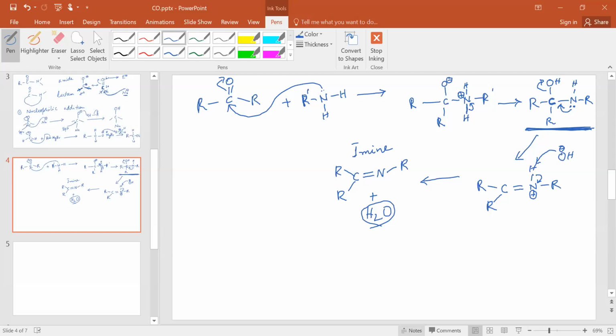Remember another thing: these reaction steps are reversible. They can go back as well. All are almost reversible. So these are two examples of nucleophilic addition reactions. Another important reaction is nucleophilic acyl substitution.